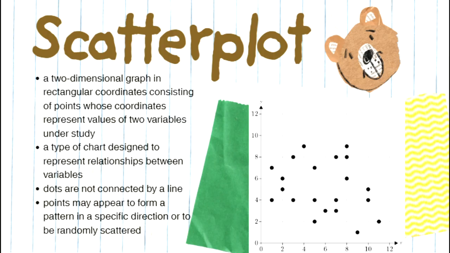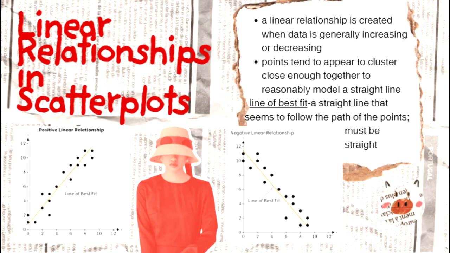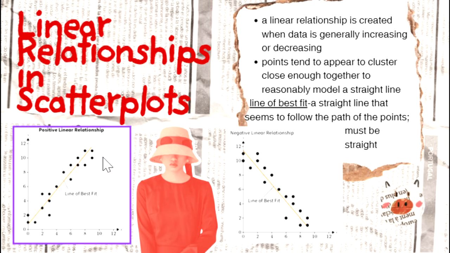Points may appear to form a pattern in a specific direction or to be randomly scattered. This one is just randomly scattered. You can see there's no real line because they're kind of spread out, okay? Linear relationships in scatter plots, so they can be close enough together to look like there's a line. I know I just said there was no line, but you can draw a line if they're close together like this, and this is called the line of best fit.